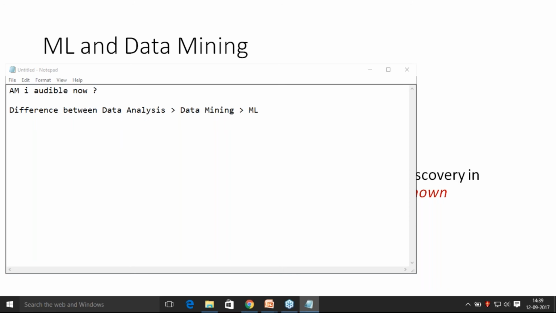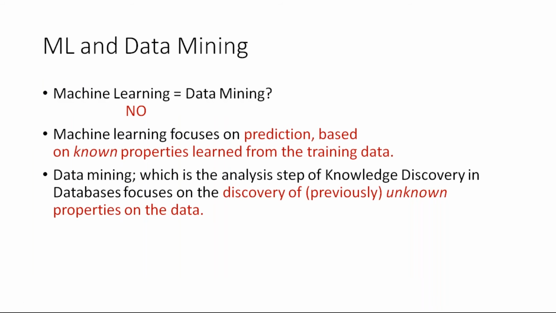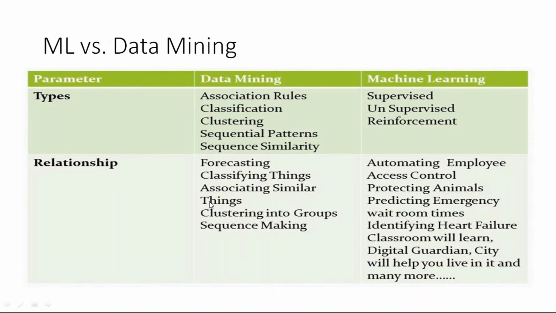Okay. So let us move ahead. So this is a clear definition of machine learning. Machine learning is algorithms. Data mining is basically trying to get knowledge from data. And machine learning is nothing but algorithms which can learn from that knowledge. Okay. So here is one more difference between machine learning and data mining. It's a quick summary table for you.